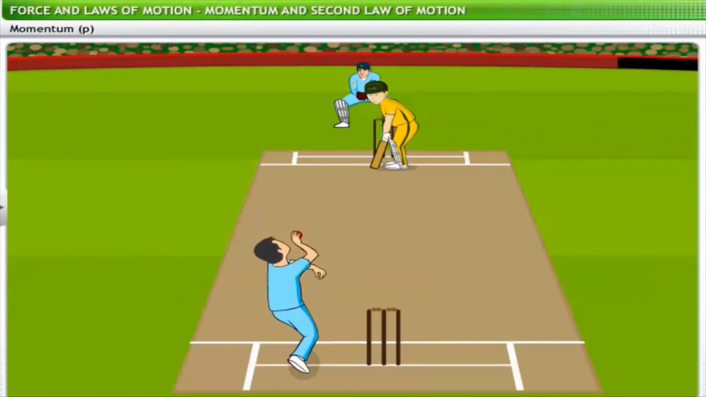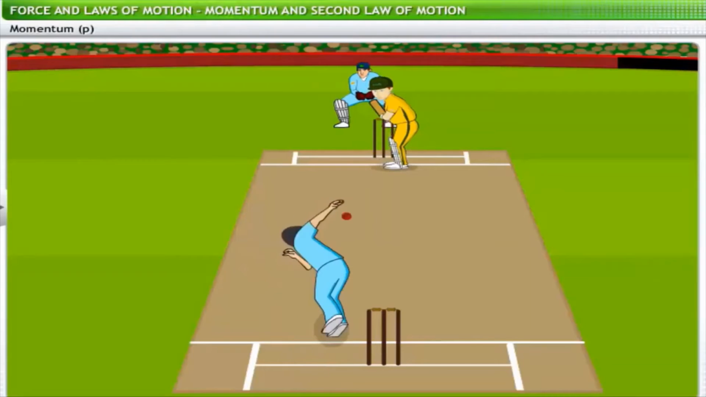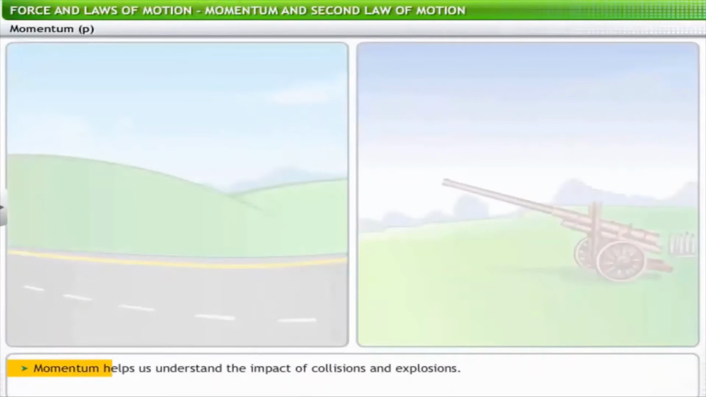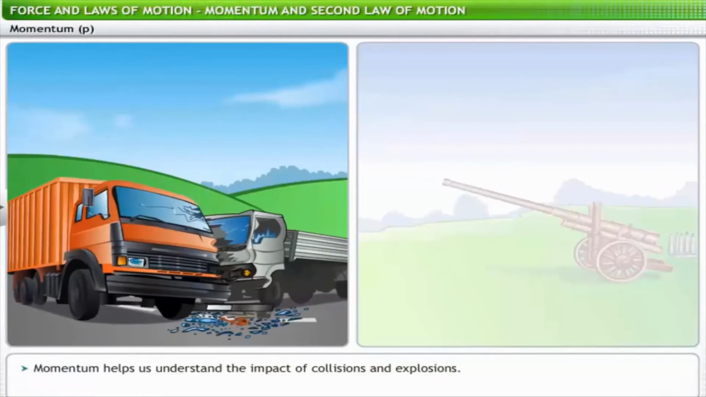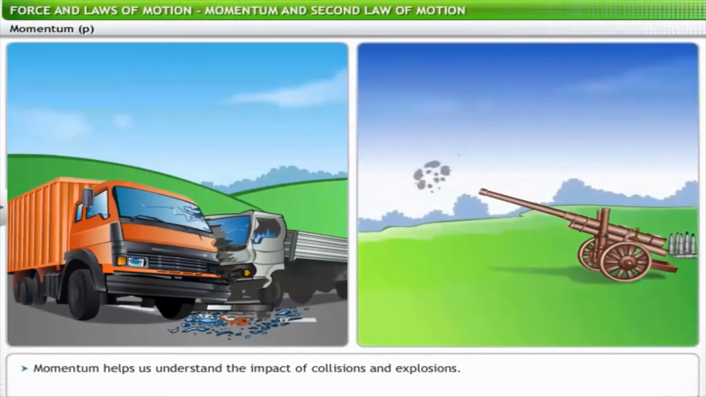Because of its momentum, a fast-paced cricket ball can hit and hurt the batsman or the wicket-keeper if the batsman is not able to play the ball properly. That's why batsmen on the cricket field wear protective helmets and body pads to prevent possible injury. Momentum helps us understand the impact of collisions and explosions. For example, it explains the impact of a collision between two trucks or a cannon firing.